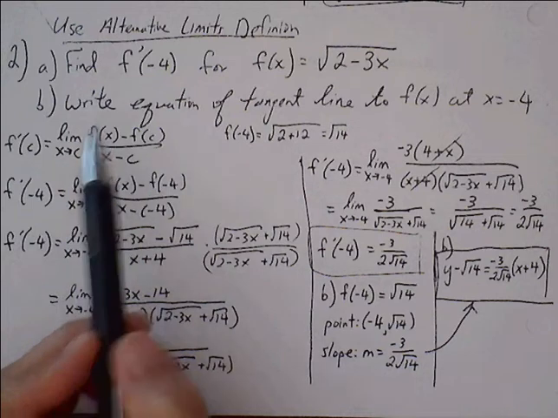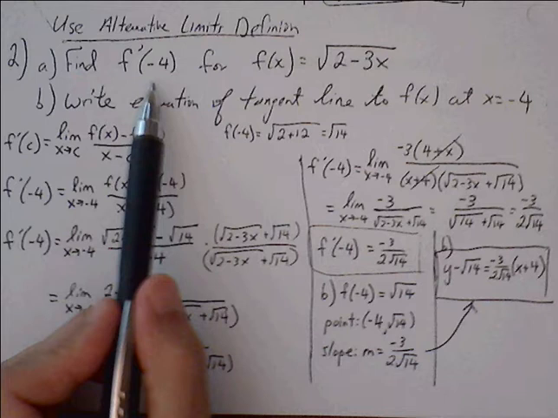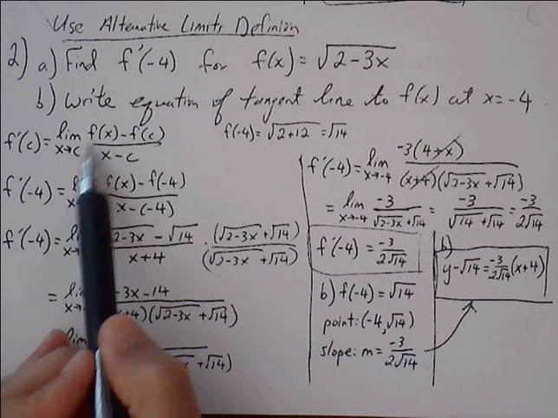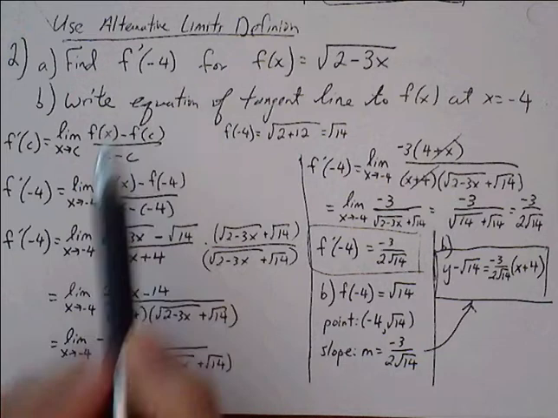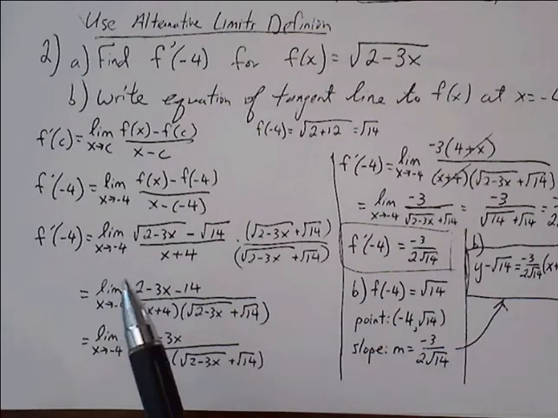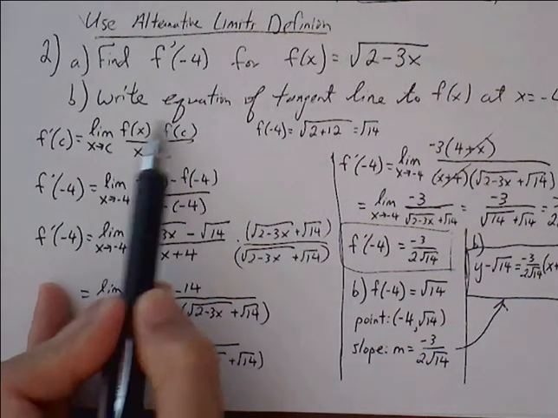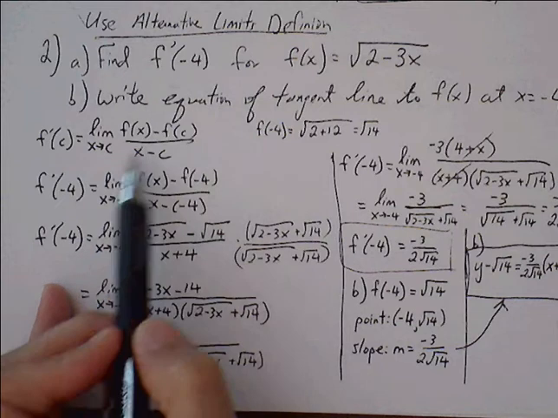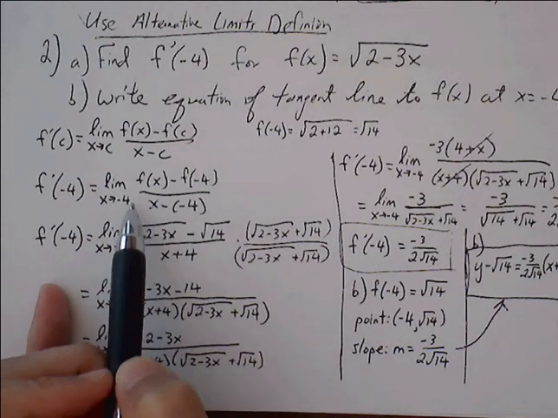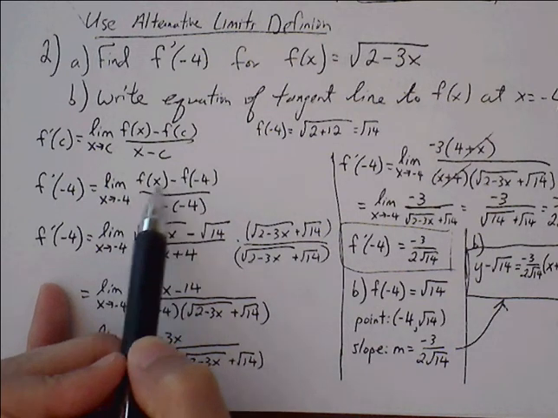So part A says find f prime of negative 4. So we're going to follow the definition. Limit as x approaches negative 4. So our c value is negative 4. So I'm going to go step by step and replace the c values first with negative 4. So limit as x approaches negative 4, f of x minus f of negative 4, all over x minus negative 4. Now I'm going to get these out of function notation.